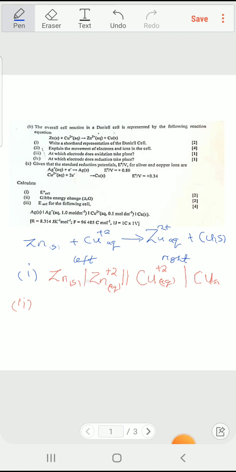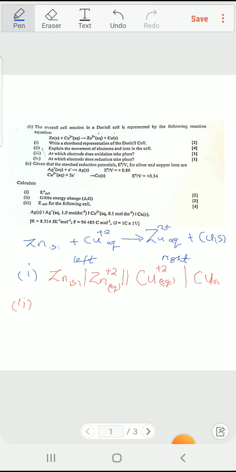So here you put a demarcation with a straight vertical line to show that this one is in the solid state and this one is in aqueous. Then when you put two or double vertical lines, you demarcate the reaction, the oxidation part which is on the anode and the reduction part on the cathode. That's how you do it.